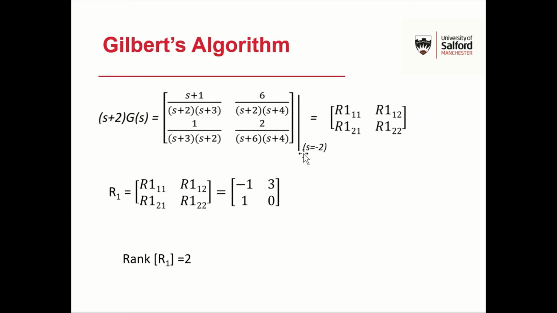And then by putting S is minus 2 into this expression here, S plus 2 times that over that, we'll get this first number. So the S plus 2 cancels with S plus 2, and we're going to get S plus 1 over S plus 3 evaluated at S is minus 2. So S is minus 2, that's minus 2 and 1 is minus 1, over minus 2 and 3 is 1. So minus 1 over 1 goes to minus 1.